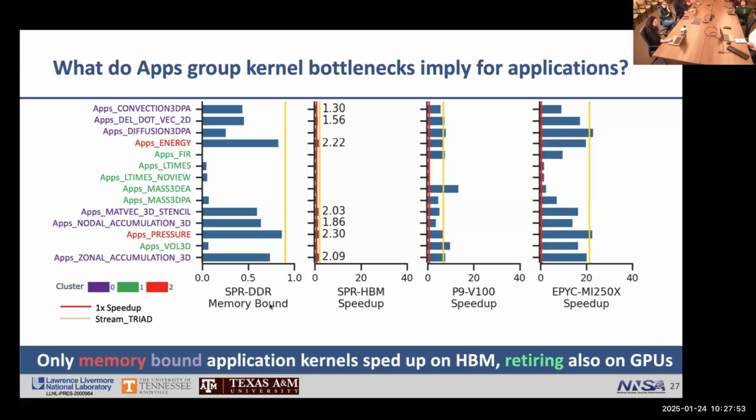So what we really see here is that only these memory bound application kernels saw any speed up on the HBM. None of the ones in the green, the retiring bound, hit or exceeded the 1x speed up on the Sapphire Rapids with HBM. But we did see some of them exceeding the 1x speed up line on the GPU architectures. And the memory bound applications sped up across all of these.